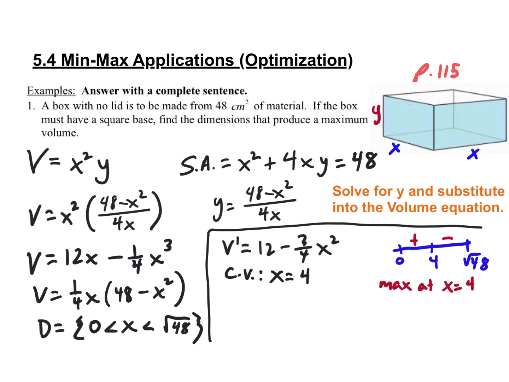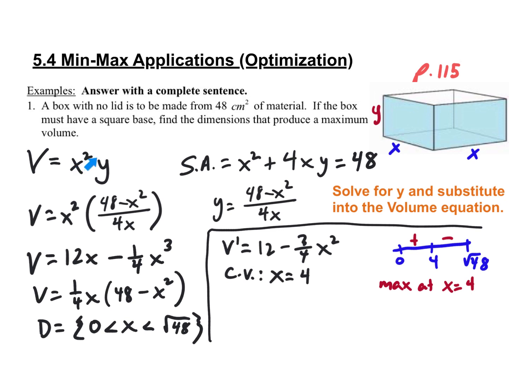All right, now here's the part where you got to go back and read the question again. What are they asking me for? I did all the work. Find the dimensions. So I need both x and y. All right, we found x. Where should I go to find y? Does it matter? Can we go here? Can we go here to find y?